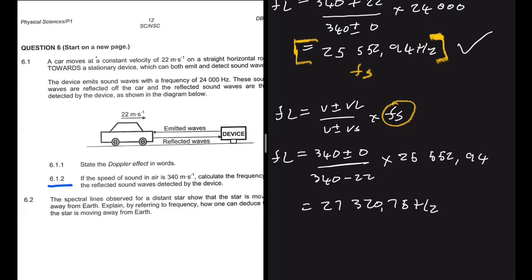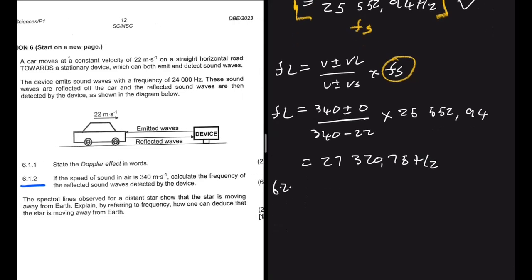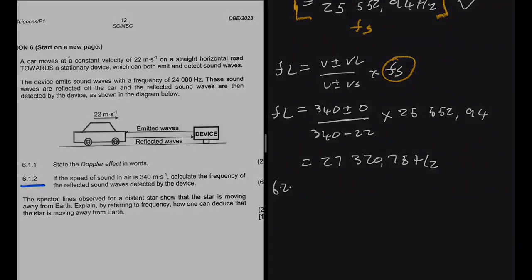And the last question, 6.2: the spectral lines observed for a distant star show that the star is moving away from Earth. Explain, by referring to frequency, how one can deduce that the star is moving away from the Earth. Here, I'm very interested in how you answered this question, so please let me know in the comment section.